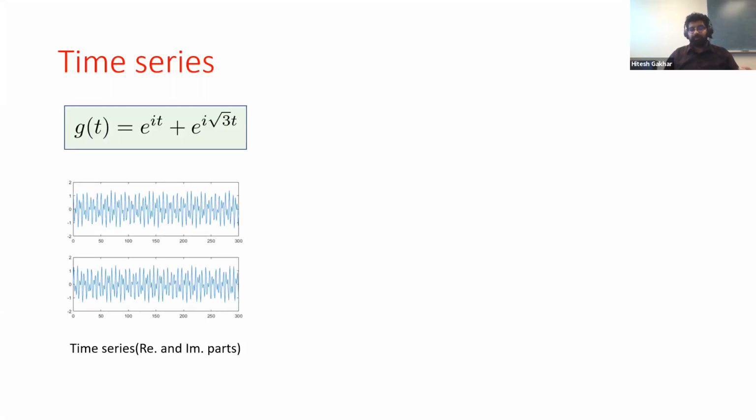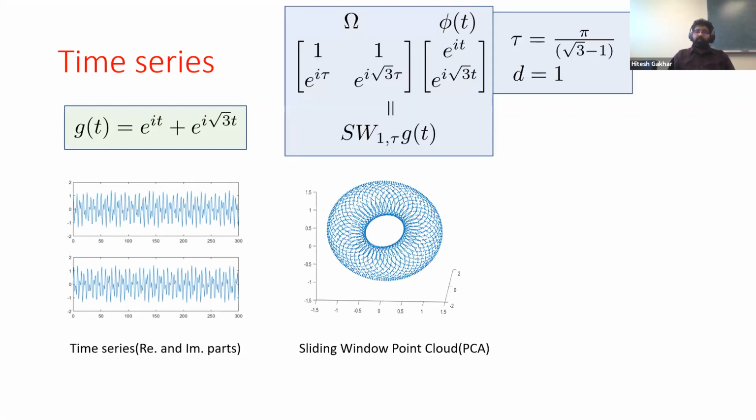Today, for a running example, I'm going to choose this time series: the function e to the it plus e to the i square root of 3 t. The frequencies here are 1 and square root of 3, so this function is clearly quasi-periodic. We compute its sliding window point cloud with embedding dimension d equal to 1 and tau equal to pi over square root of 3 minus 1. This tau was computed by solving a minimization problem, and this is one of those rare scenarios where you can find a perfect tau.